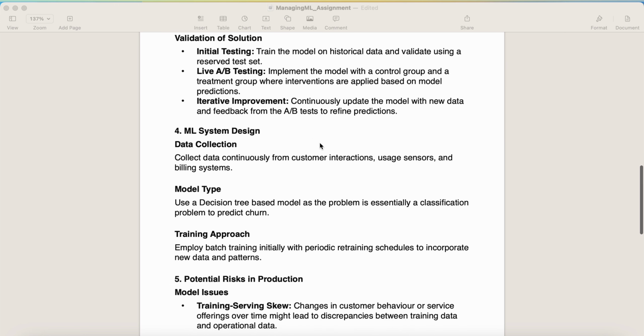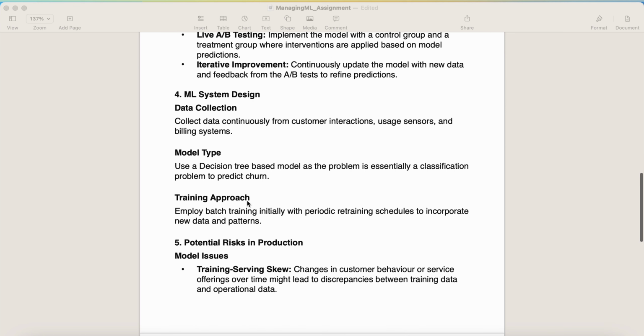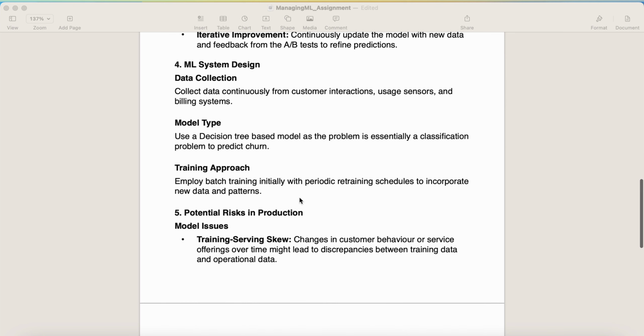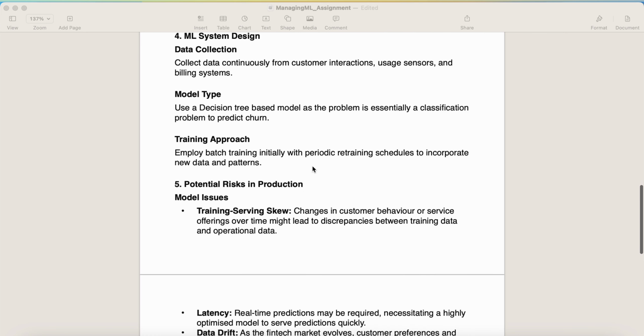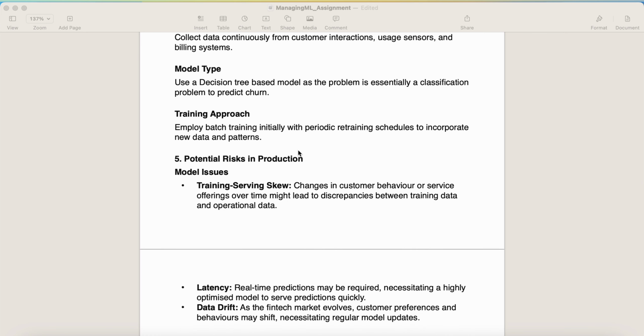And what kind of ML system design? As mentioned earlier, this is clearly a classification based problem, so using a decision tree based model would satisfy the requirements over here. Training approach: we can employ batch training initially with periodic retraining schedules to incorporate new data and patterns, right? That's how we can look at training the model.